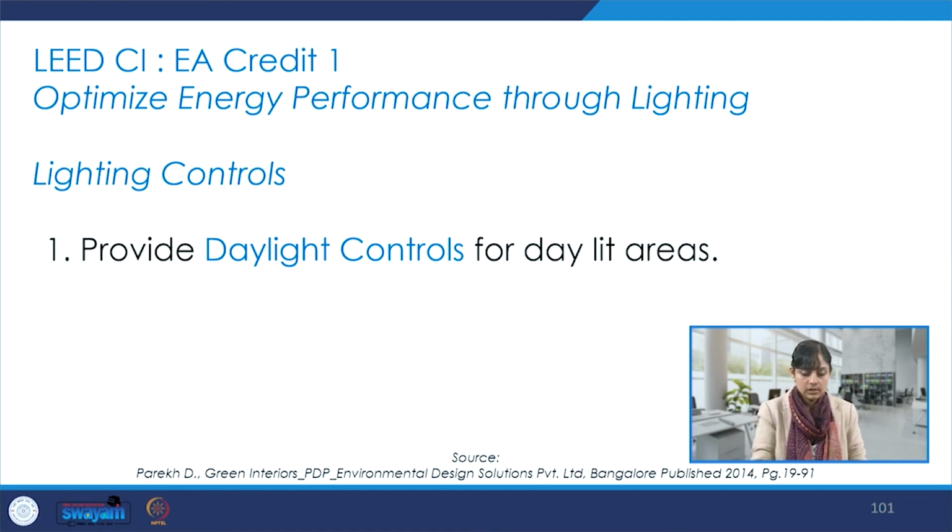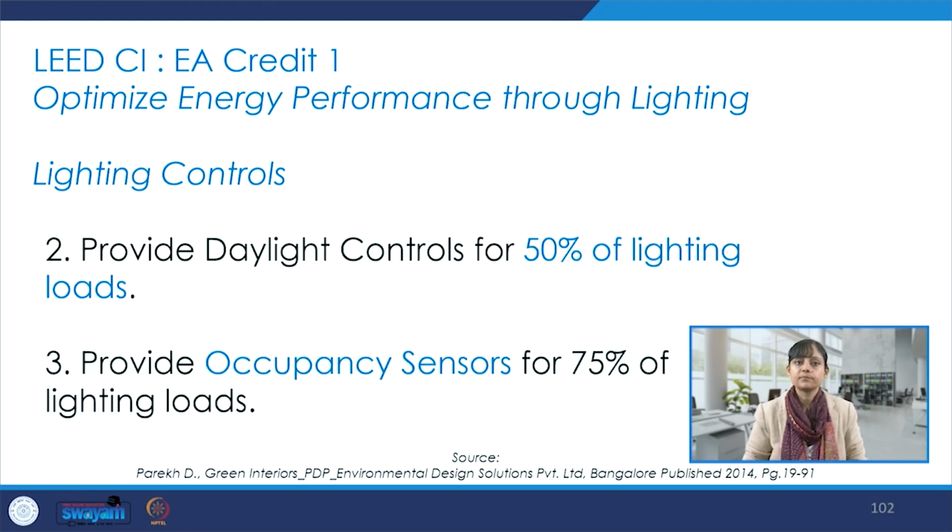Lighting controls. Provide daylight controls for daylit areas. Provide daylight controls for 50% of lighting loads. Provide occupancy sensors for 75% of lighting loads. So we are trying to reduce artificial light. Using occupancy sensors, many of us must already be aware by now. We use them in washrooms, even at our cubicles. When somebody is not occupying that space, the light would go dim or it would go completely off, and things like that.